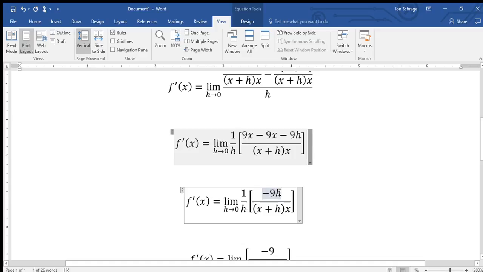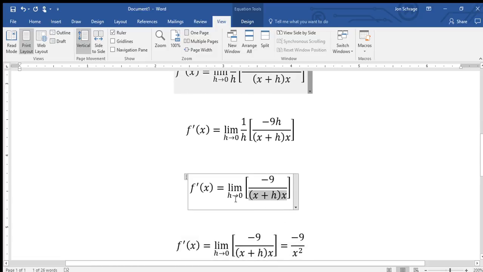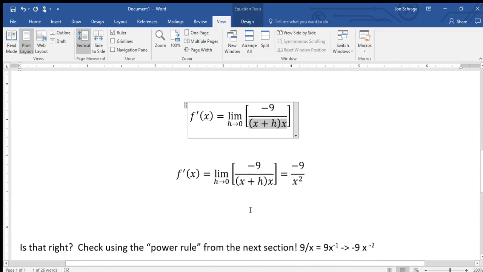And hey, this h up here in the numerator cancels with this h down here in this fraction, leaving us just negative 9 in the numerator and this expression in the denominator, which could still be a mess, but in this case isn't, because it isn't like as h approaches 0, we're having a 0 down here in the denominator. As h approaches 0, x plus h just gets closer and closer to x. This expression in the denominator, x plus h times x, just gets closer and closer to being x squared. So this limit just evaluates to negative 9 over x squared. And that's our answer. That is the first derivative of f with respect to x.